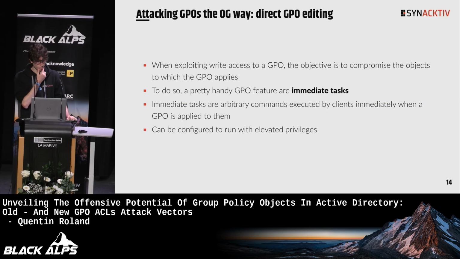There is a pretty cool feature in GPOs that is called immediate tasks. They are basically just arbitrary commands that you can define in the GPO that will be executed by all the objects to which the GPO applies immediately when the GPO is applied by the objects. And they also can be configured to run with elevated privilege. So for instance, the system account of your Windows computer, you can say just run this as root, basically.